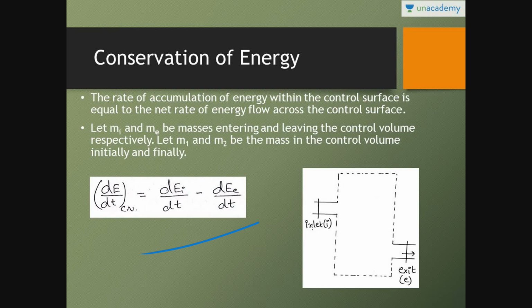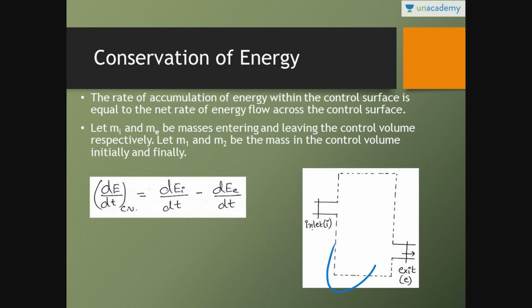Let mi and me be the masses entering and leaving the control volume. mi means mass at inlet, me is mass at exit. Because there is accumulation of mass as well as energy in the control volume, m1 is the initial mass in the control volume and m2 is the mass finally, because some mass mi is entering. Initially there may be some mass m1, and after mi comes in, the mass increases to m2.